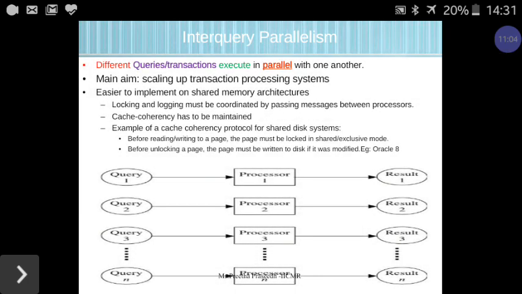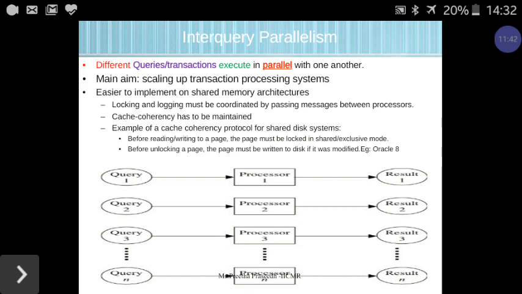Interquery parallelism. So different queries execute in parallel with one another. So here in the image you can see that in interquery parallelism, different queries are processed by different processors. So here the aim is scaling up the transactional processing systems, and it is easier to implement on shared memory architecture. And the problem here is locking and logging must be coordinated by passing messages between the processors. It means which processor wants the data to read or data to write, that has to be communicated, and cache coherency has to be maintained over here.